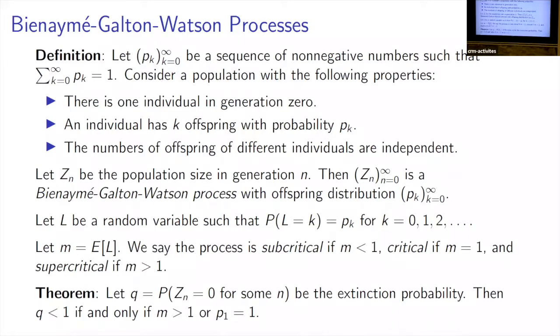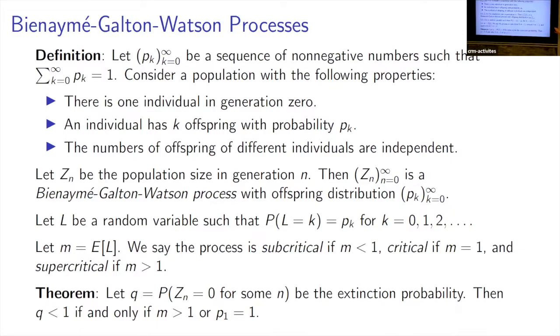I want to begin with a very brief review of Galton-Watson processes. Let's say we have a sequence of non-negative numbers that sum to 1. And then we can consider a population that has the following properties. So typically we start with one individual in generation 0. The probability that an individual has k offspring is given by p sub k, and the numbers of offspring of different individuals are independent of one another. So then we can let Z sub n be the population size in generation n, and then this process Z_n is called the Galton-Watson process with offspring distribution p_k.